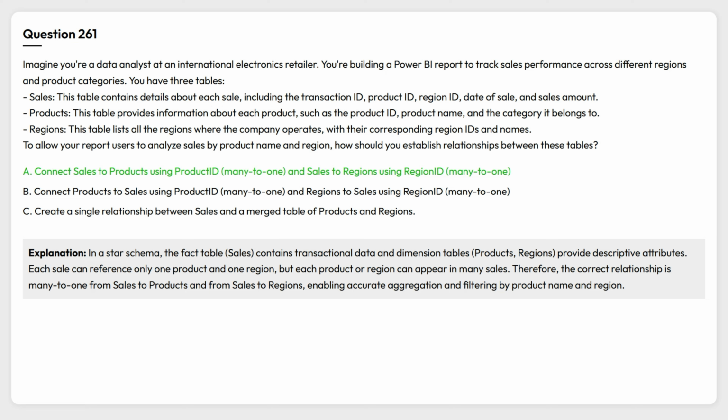In the star schema, the fact table, sales, contains transactional data and dimension tables. Products, regions provide descriptive attributes. Each sale can reference only one product and one region, but each product or region can appear in many sales. Therefore, the correct relationship is many to one from sales to products and from sales to regions, enabling accurate aggregation and filtering by product name and region.